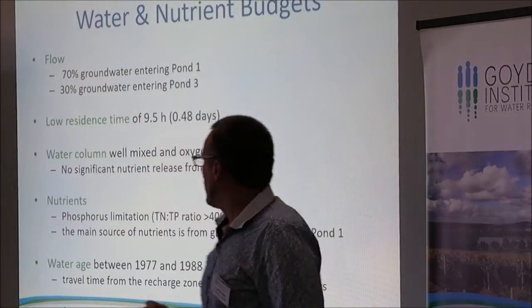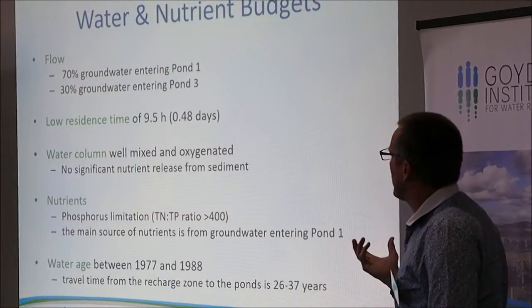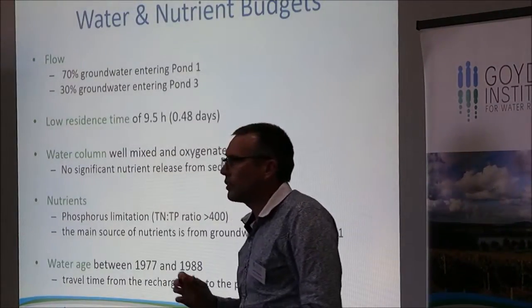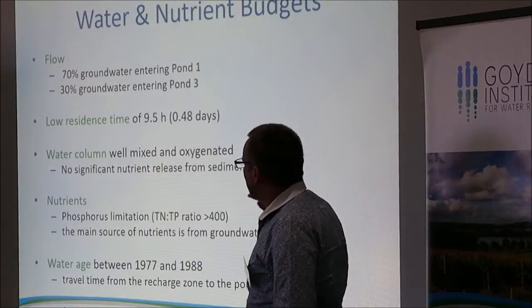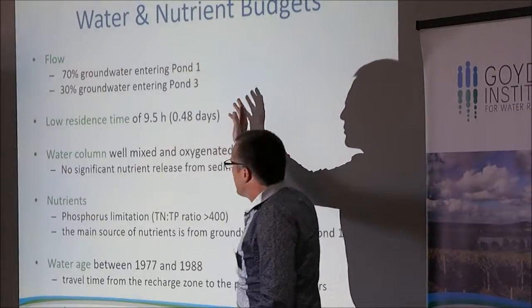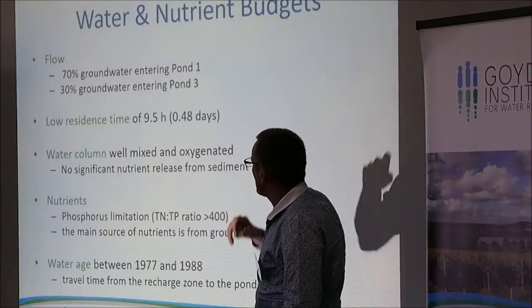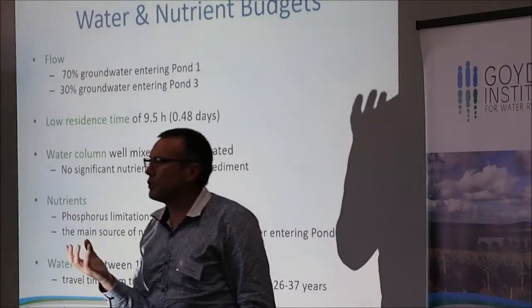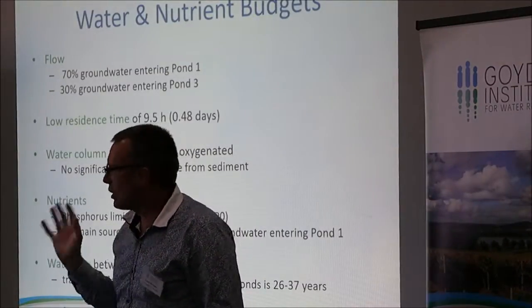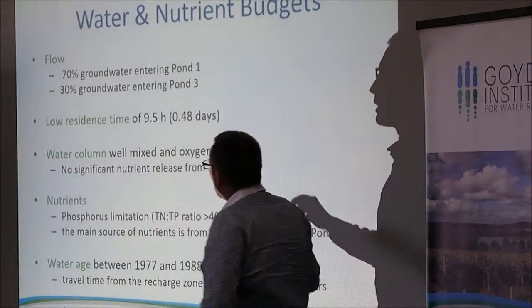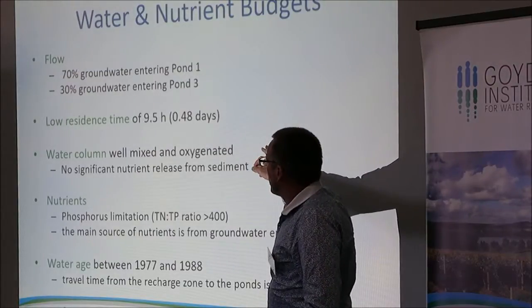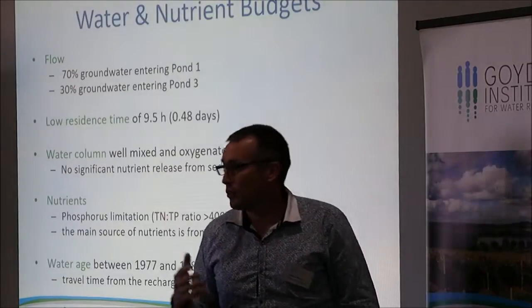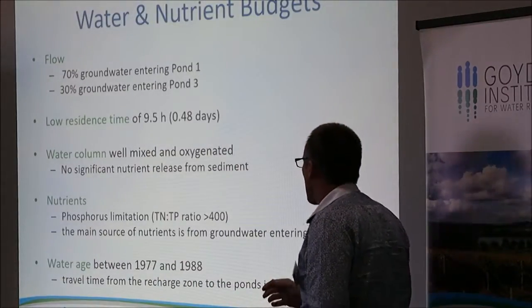So there's a few key findings. One is that about 70% of the water is entering through pond 1, about 30% of the groundwater is coming in through pond 3. It's coming in very quickly, so there's fast flow, and so we're seeing a lot of dilution as we move through. So there's low residence time, there's low opportunity for phytoplankton communities to establish within that lake at the moment. The water column is well mixed because the flow is so high, we've got lots of oxygen, and so there's not going to be a lot of nutrient release from sediment, which is good. That's a good thing for the nutrient budget.